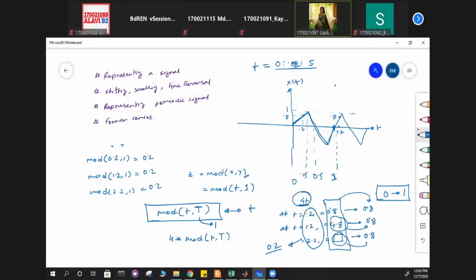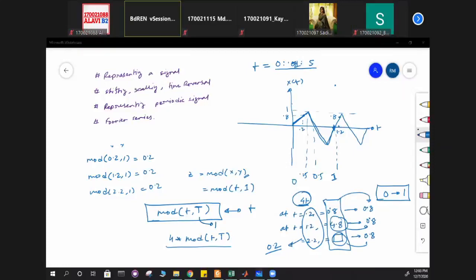Okay. So other than that, do you have any problem understanding this particular part? I'm just asking whether you have understood or not. Do you have any confusion up to this?